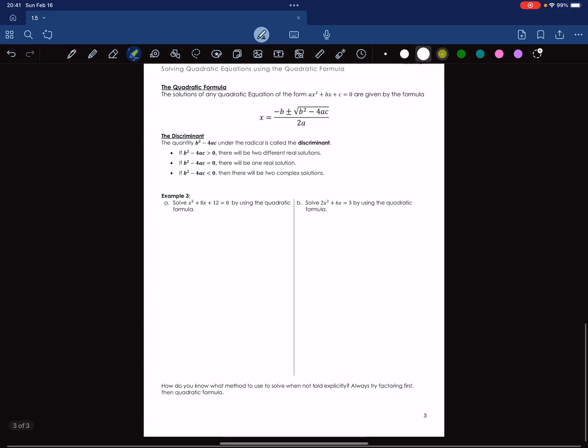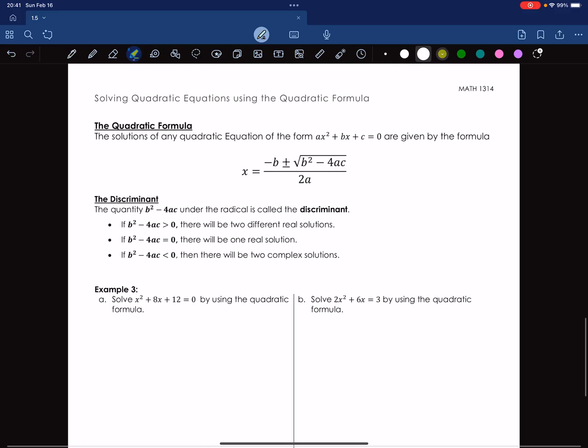The last way of solving is using the quadratic formula. The quadratic formula works 100% of the time. So if you don't like any of the other two methods used, then definitely go the quadratic formula route. So the quadratic formula is this equation right here.